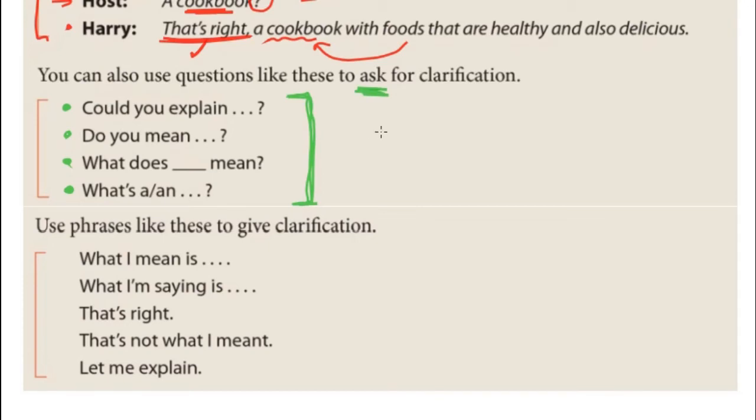You're not sure, you want the person to explain. "Could you explain that again? Do you mean this?" And the person listening will understand that I need to clarify, I need to explain further. He didn't understand me.